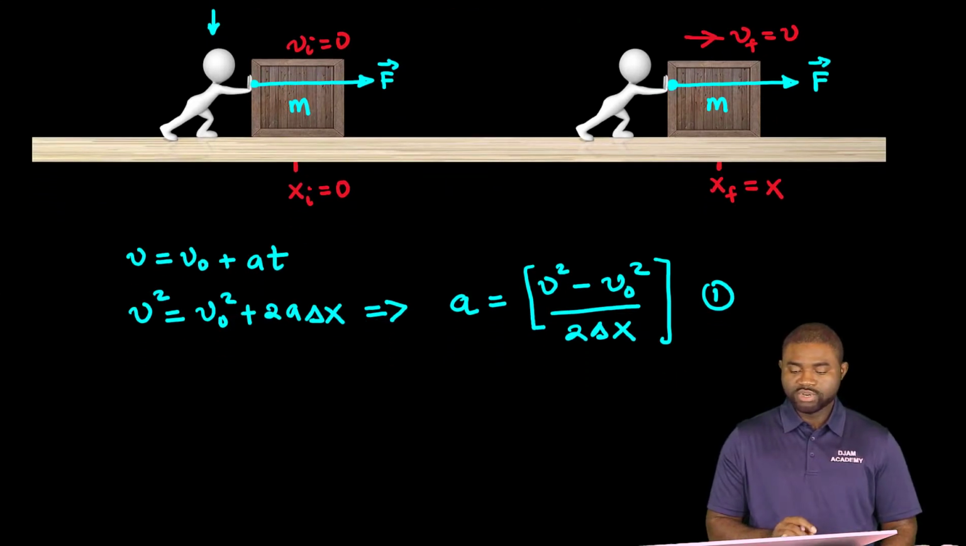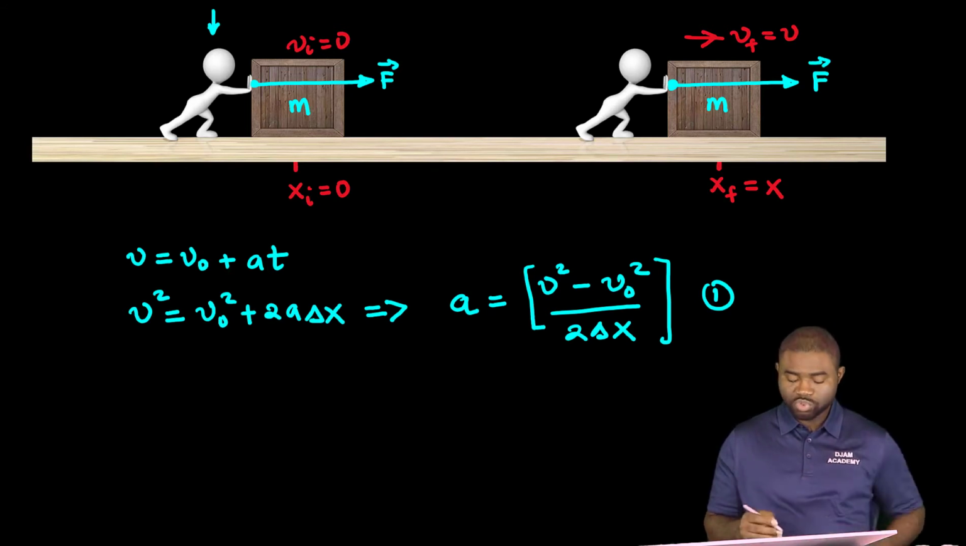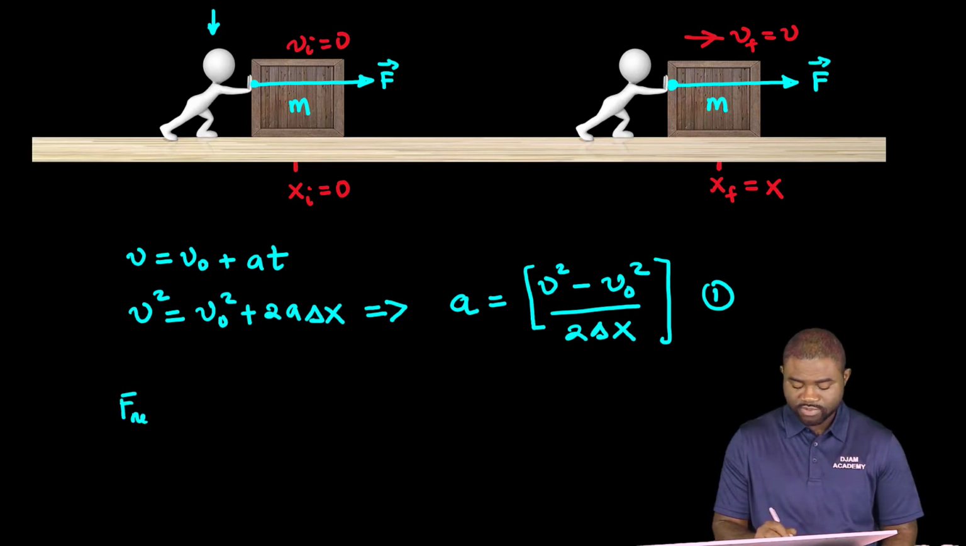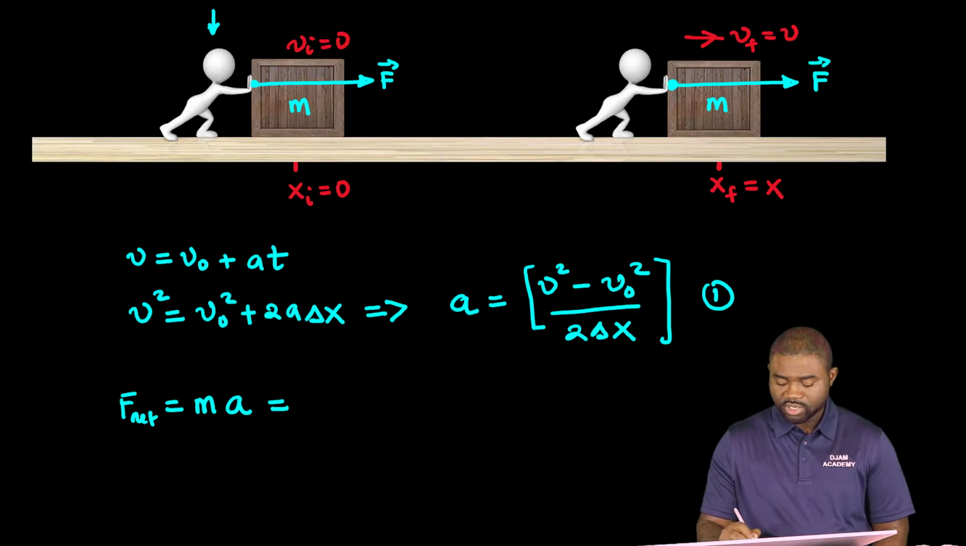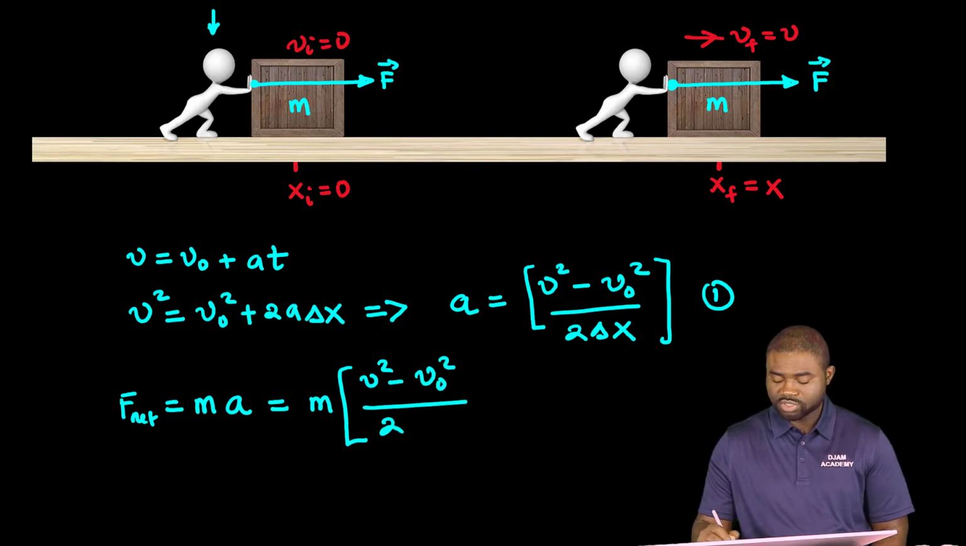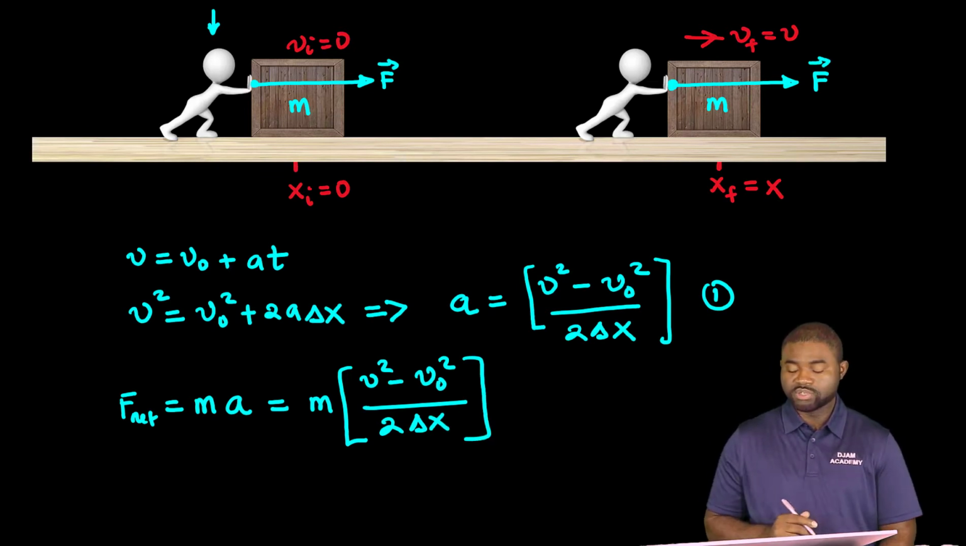The object accelerates from rest to a particular speed v. For an object to accelerate, there must be a net force acting on that object. By Newton's second law of motion, that net force F net is equal to the mass of that object multiplied by its acceleration. This would mean that the net force will be equal to m multiplied by v squared minus v0 squared, all divided by 2 delta x.